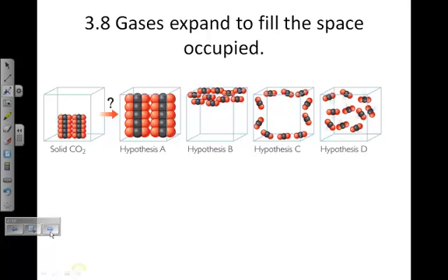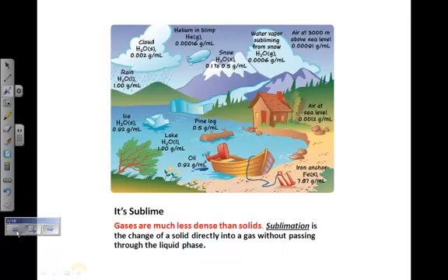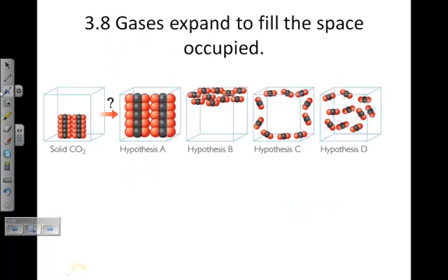So if, for example, we had solid carbon dioxide, dry ice, let's go back to that for a moment. If we had dry ice, and we imagined that it would sublime. Sublime, of course, means that it goes from the solid to the gaseous phase without passing through the liquid phase.